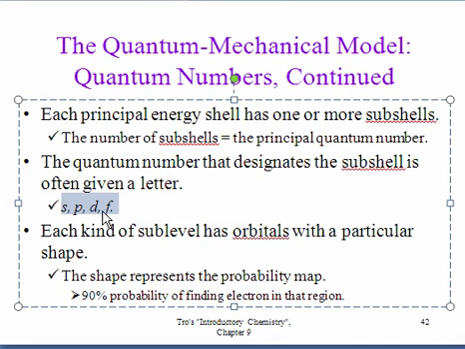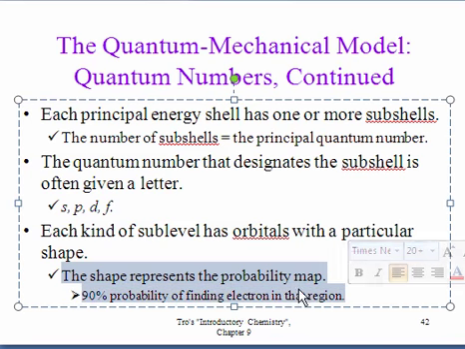What these letters represent are 2 things. Each of these subshells has even further subcategories known as orbitals, and these orbitals have a particular shape. This shape represents the probability map, which, remember, is the 90% probability of finding an electron in that region.